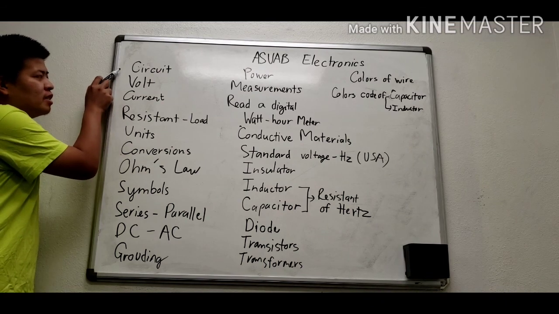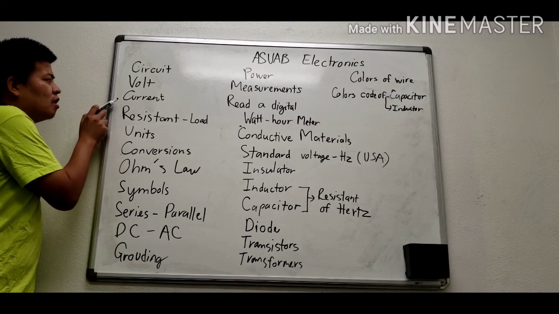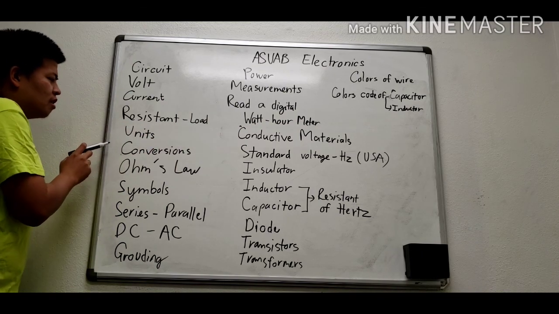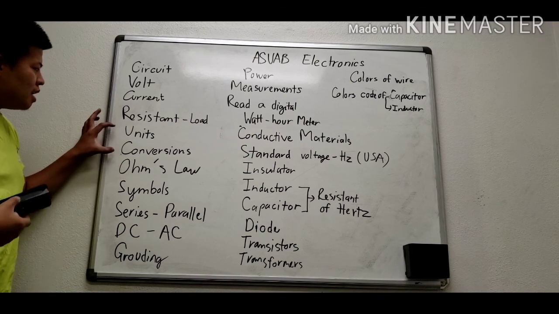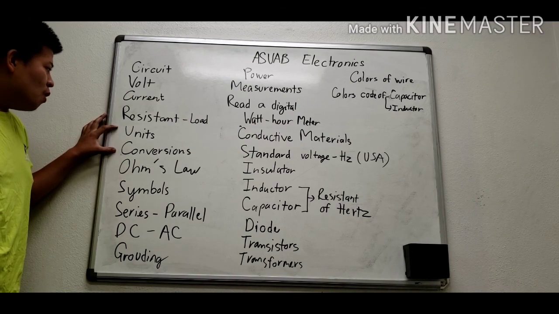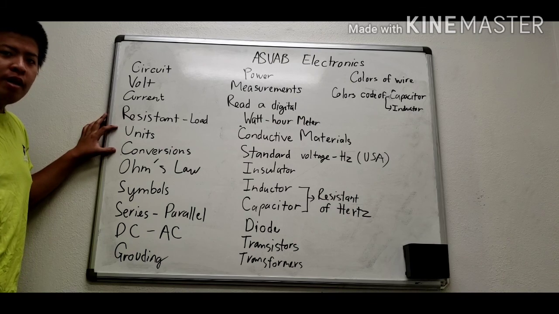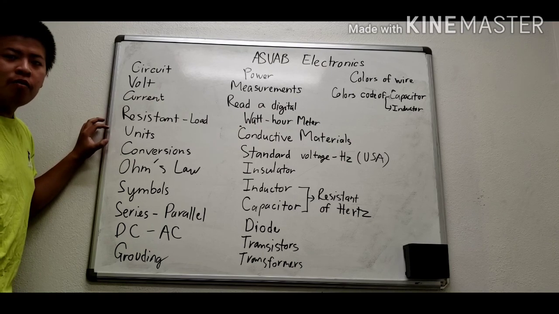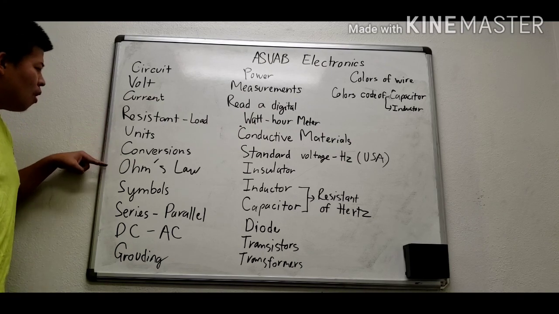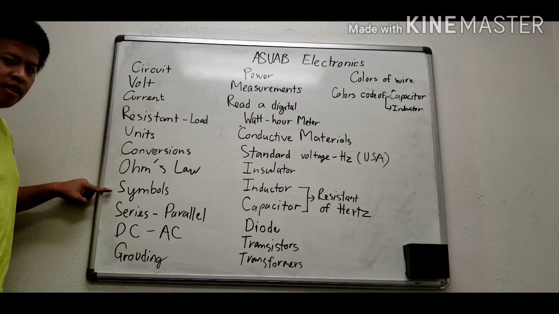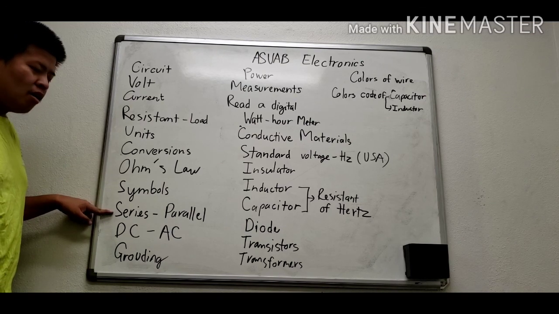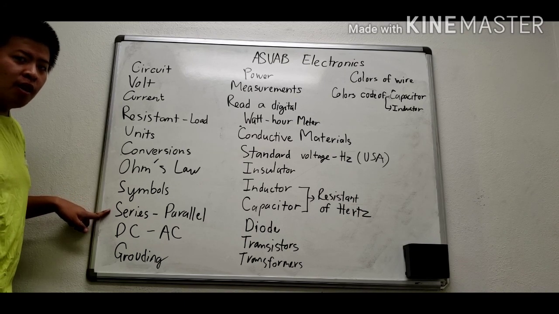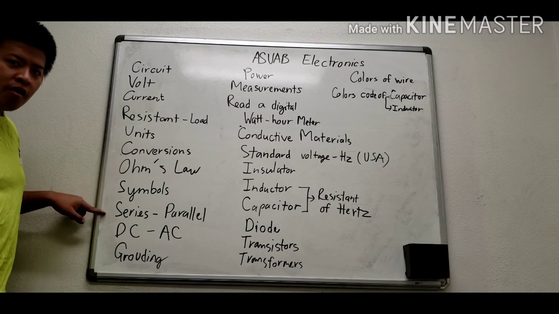First, we will learn about the circuit, voltage, current, resistance and load, units, conversion. Units and conversion will go together because they will be on the test, and they ask about how to understand conversion and the units. Ohm's law, symbol, series and parallel. In the series and parallel, I will show how to calculate the ohm, current and voltage.